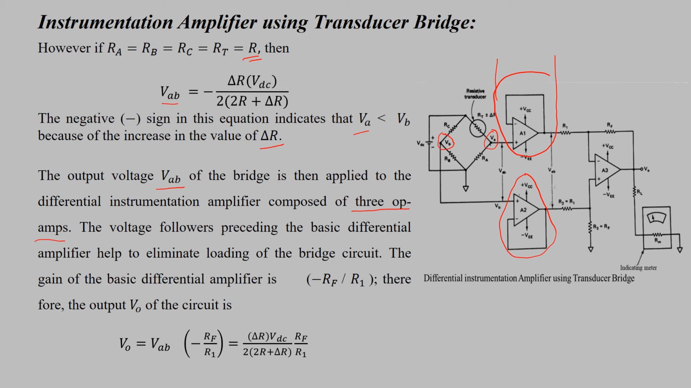The gain of the differential amplifier is minus RF by R1. Therefore, the output voltage VO becomes VAB into minus RF by R1. So if we multiply VAB into minus RF by R1, that becomes delta R VDC over 2 times 2R plus delta R into RF by R1. So both minus signs will give me a positive sign.